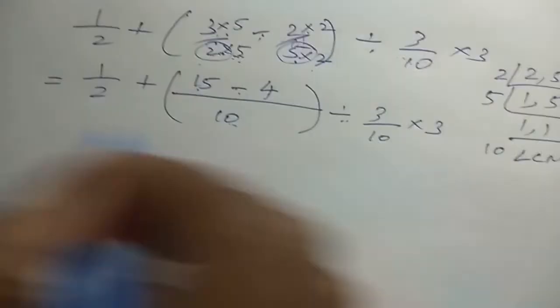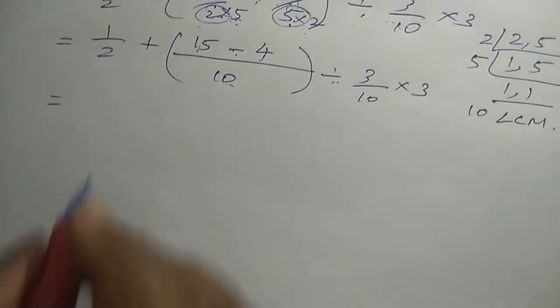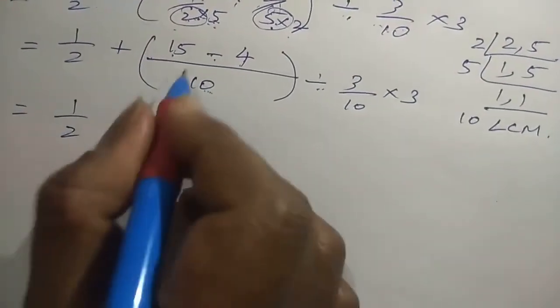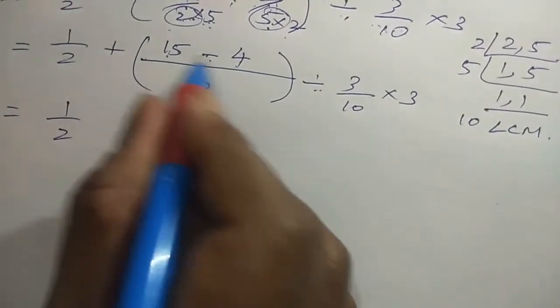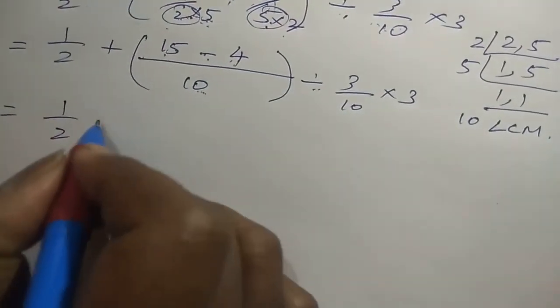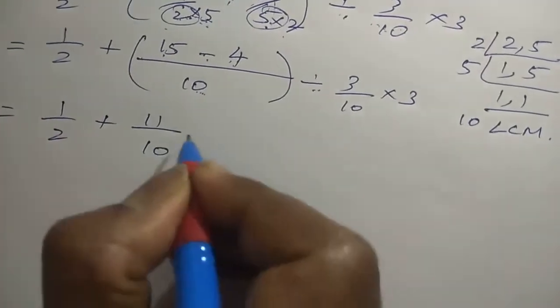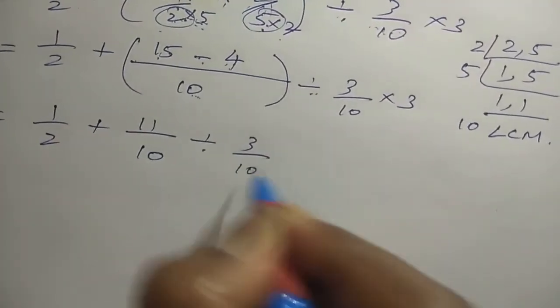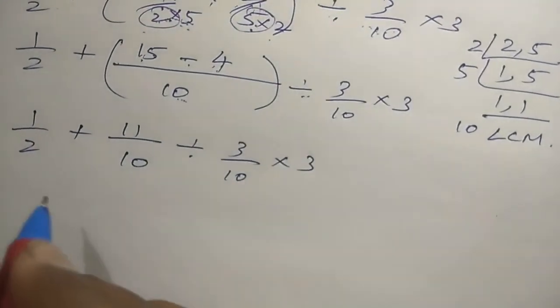Still there is a bracket inside. So we will have 1/2. We simplify the bracket and get a fraction here. 15 minus 4 is equal to 11, so we get 11/10 divided by 3/10 into 3. So again we go with the BODMAS method.